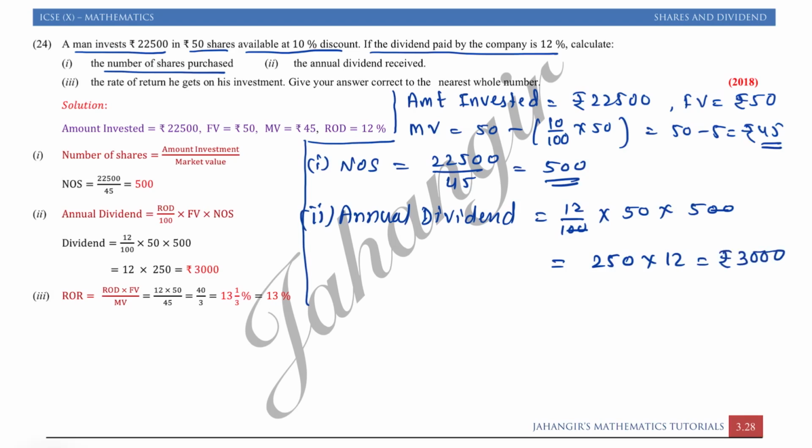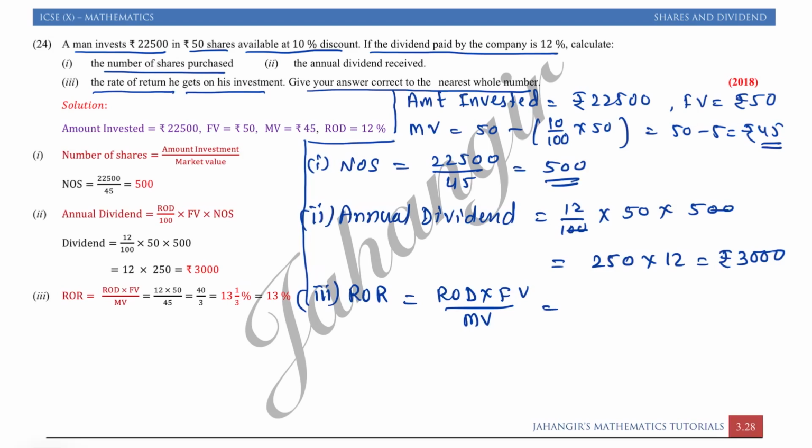3000. Third part में I have to find rate of return he gets on his investment. Give your answer correct to the nearest whole number. So we are finding ROR. So ROR का formula is ROR is equal to ROD into face value upon market value. This is a formula which we are doing to find ROR.